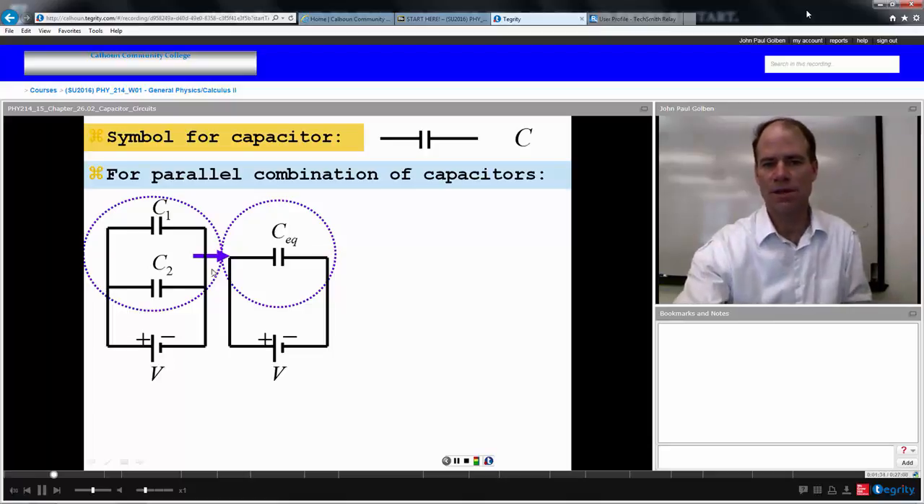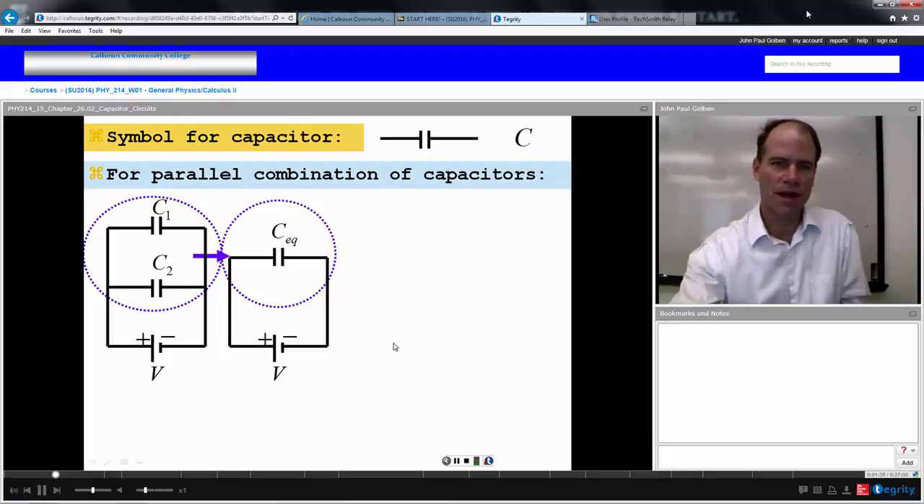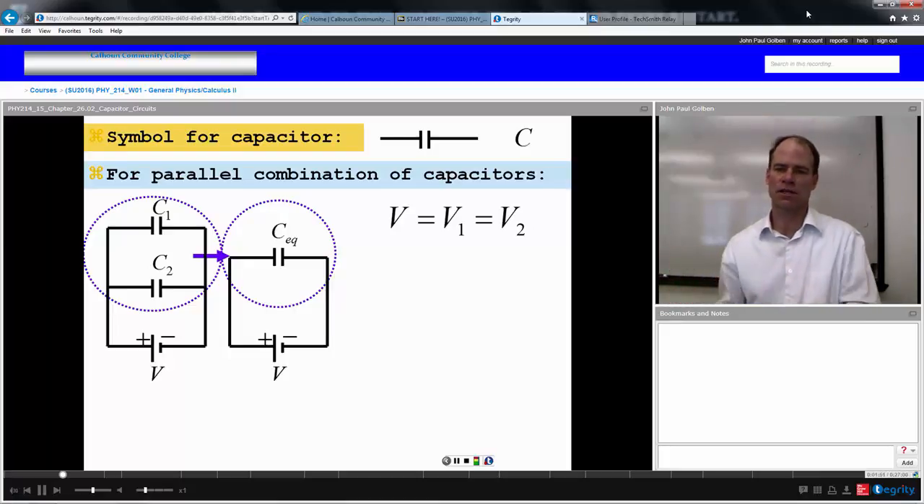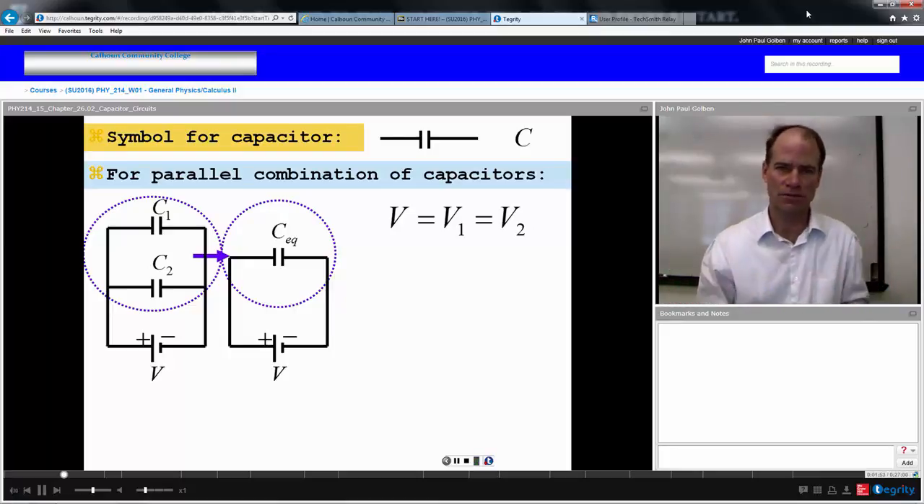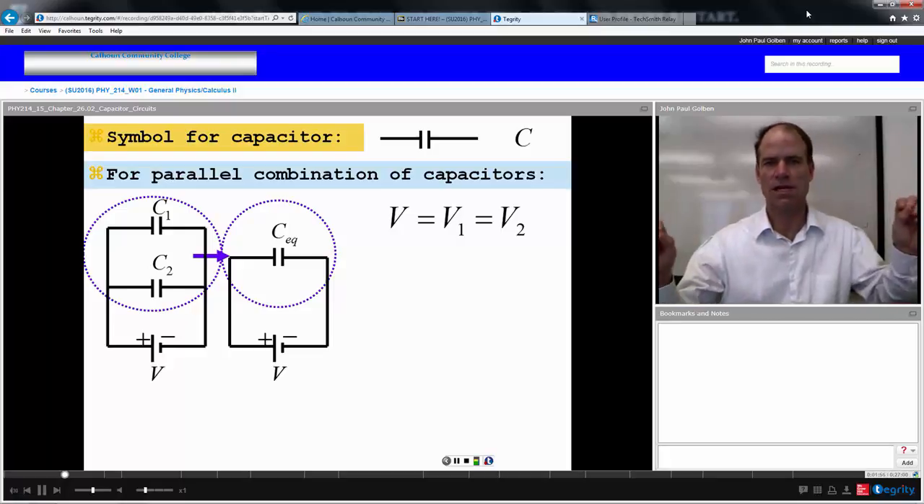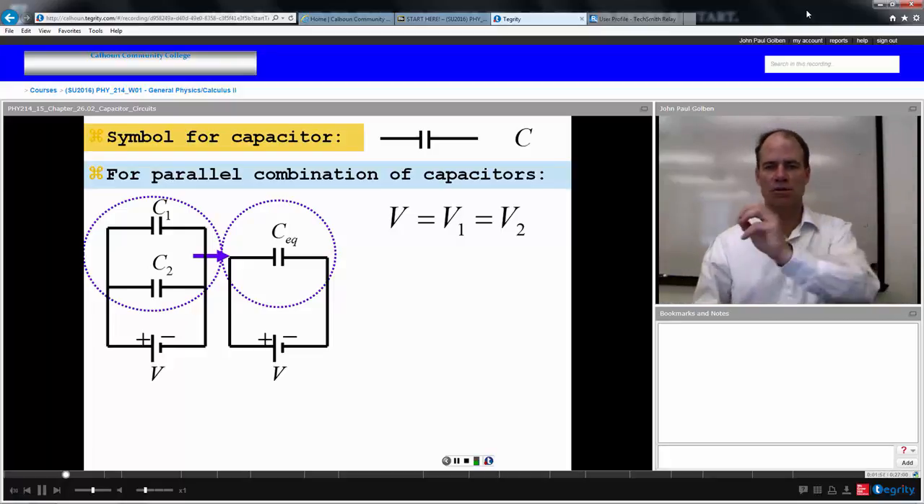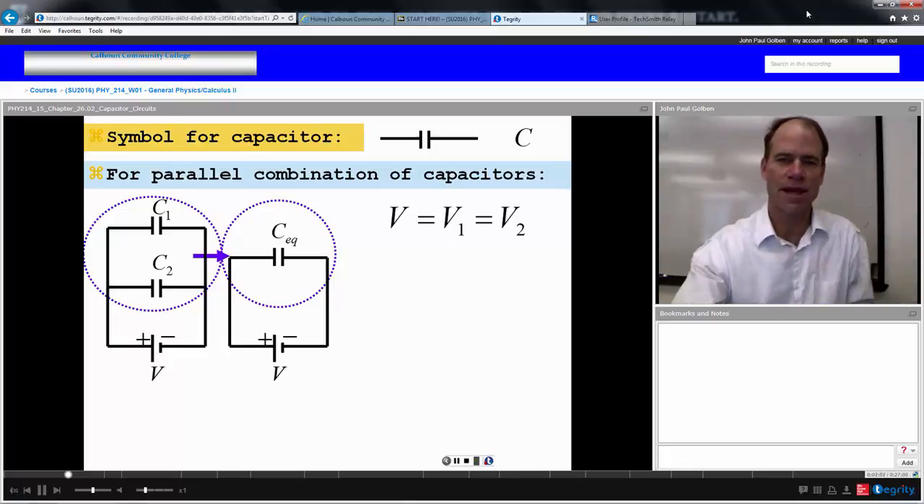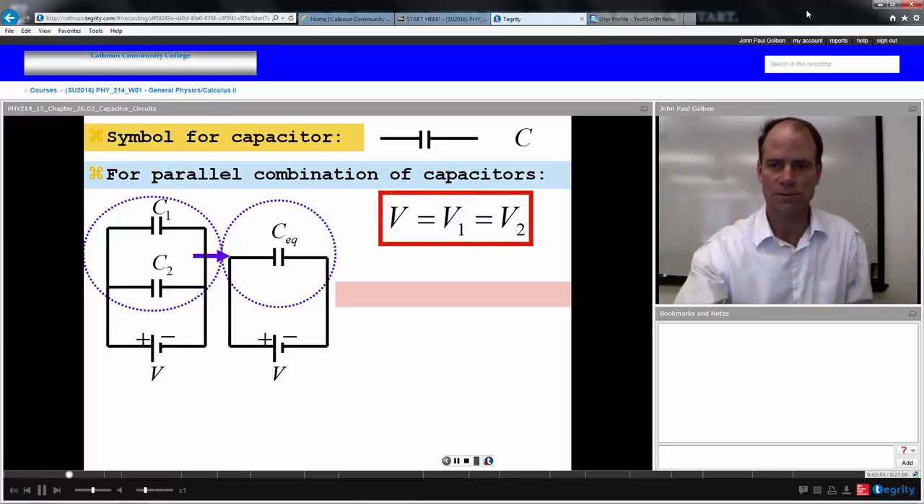Now we'll note that since these are in parallel, things in parallel have the same voltage. And in this case, we're going to have the same voltage in either circuit. So it'll have the same voltage as our equivalent capacitance as well. So the voltage of our equivalent circuit will equal V1, which will be equal to V2. They'll cross the same two points in the circuit. You'll go through the same potential difference to go from that point to the lower point. They have the same voltage.